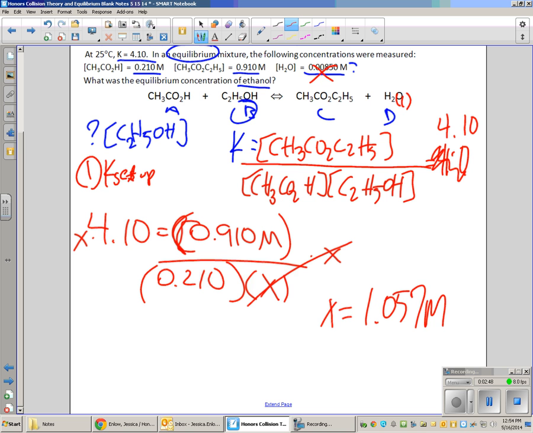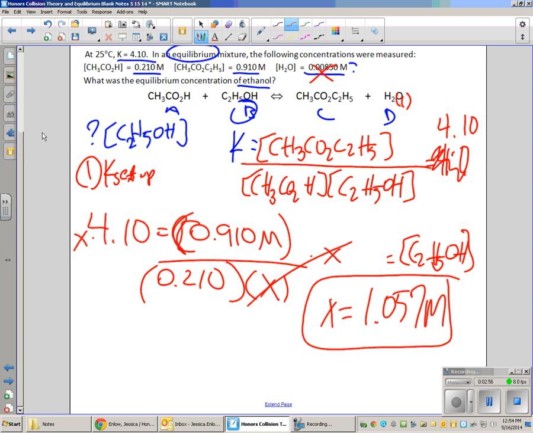1.057 molar. Just as long as it's close like that, that's good. So X, which was equal to the concentration of ethanol, is that. Okay, easy. You just have to be able to solve for X.